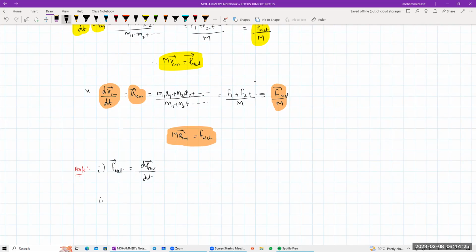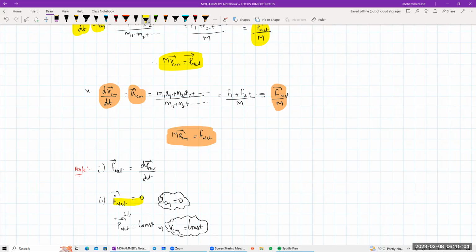If F net becomes 0, then the acceleration of center of mass will become 0. If F net is 0, momentum will be constant. Is it or not? Momentum will be constant. If momentum is constant, that means V_CM, the velocity of center of mass, will also be constant. If F net is 0, acceleration of center of mass is 0, and momentum is constant, the velocity of center of mass will be constant.